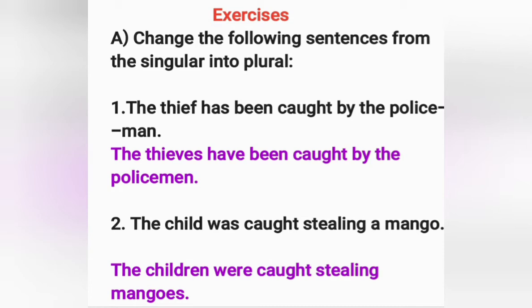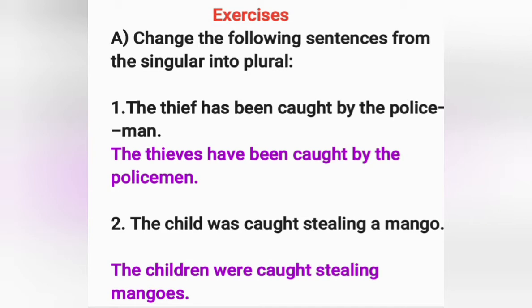And the first one is, the thief has been caught by the policeman. Here we will convert thief into thieves, policeman into policemen. So students, when we convert thief into thieves, then we have to change the helping verbs also. Has been convert into have been. So here we will write, the thieves have been caught by the policemen.